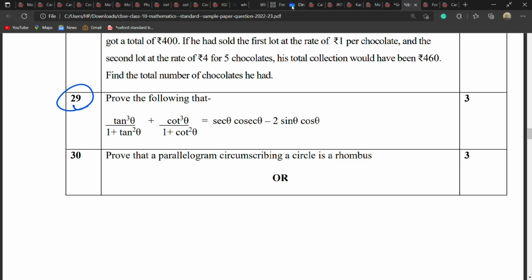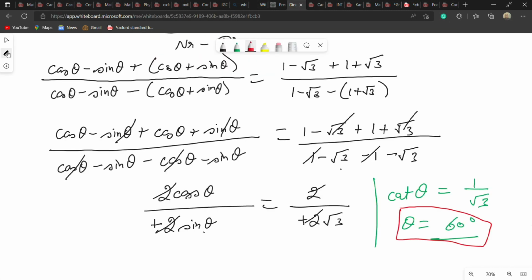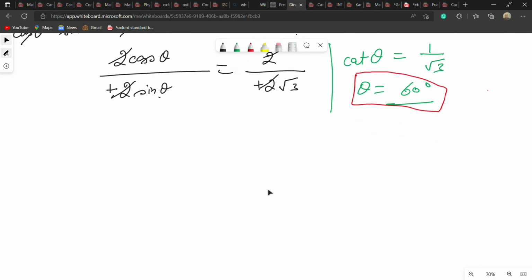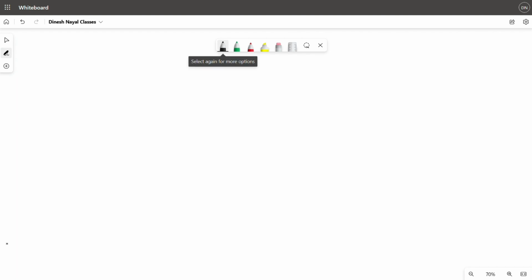So let's write this on our whiteboard. What is given to us and what we have to prove? This is question number 29 of the sample paper.